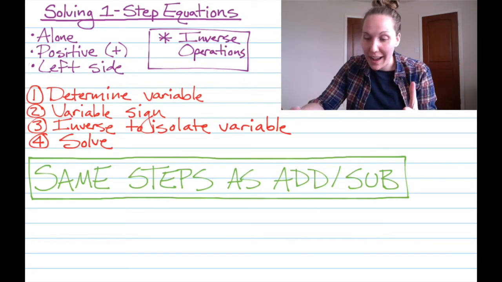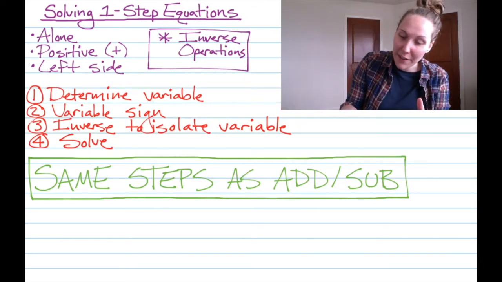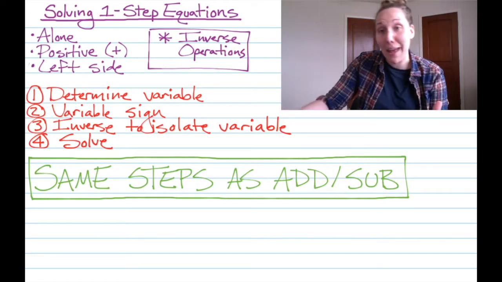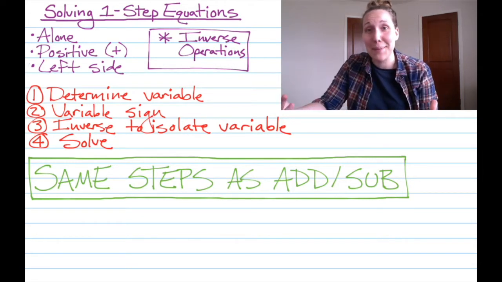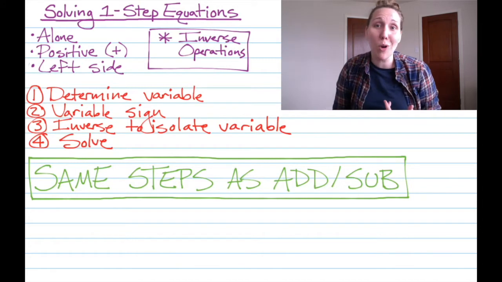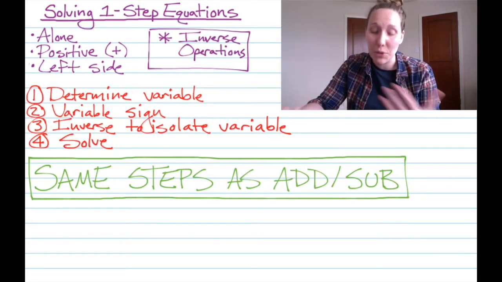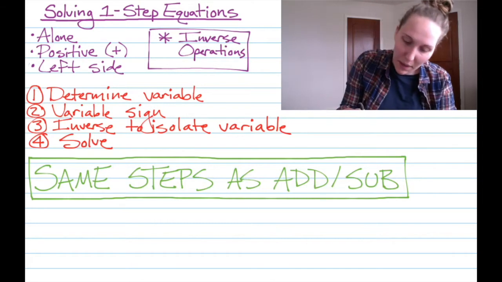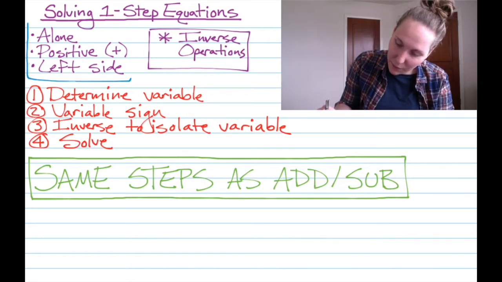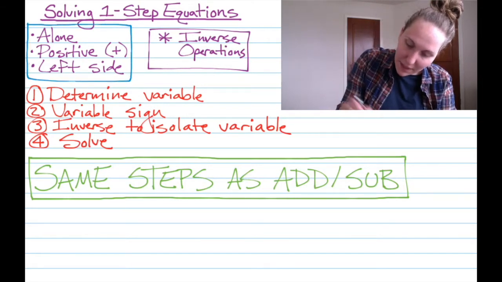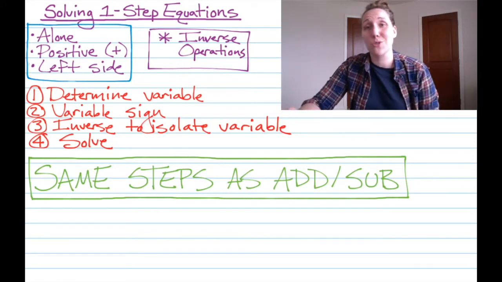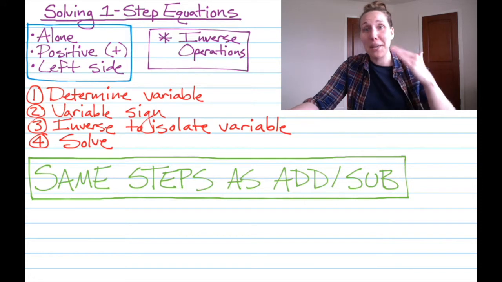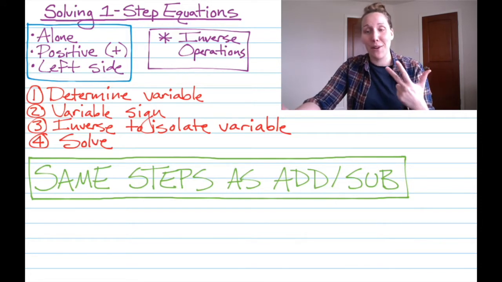When you look at our notes, I actually left the ones from addition and subtraction, and that's because they're exactly the same steps. We have the same goal, and that's to get our variable completely alone, positive on the left side. I'm going to put a blue box around that for us right now. We have to be able to answer that those three things are true at the end of solving. If they're not, we have to keep going until it's lone, positive, on the left side.